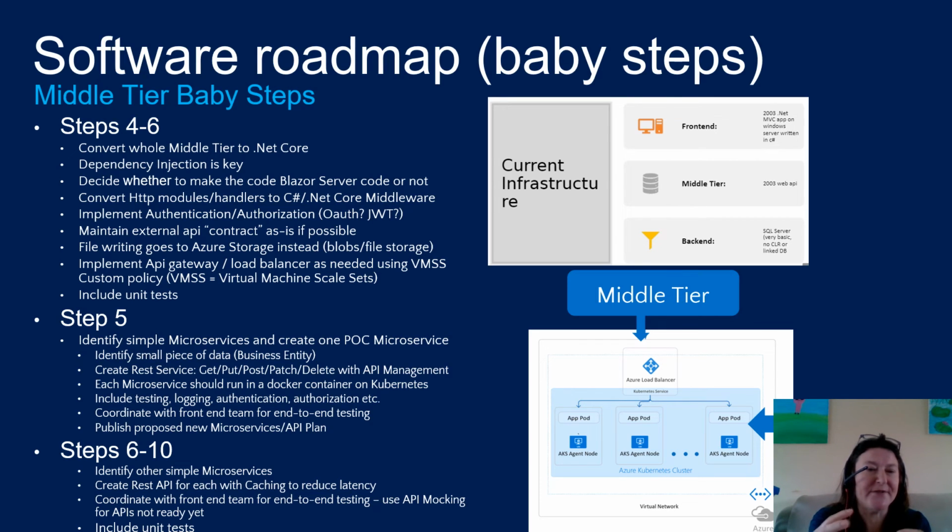You might have to decide what you're going to do with the middle tier in terms of, are you going to make it into Blazor server code, or are you going to just use C# .NET Core code? You might convert the middleware, so the HTTP modules and handlers, to the .NET Core middleware.